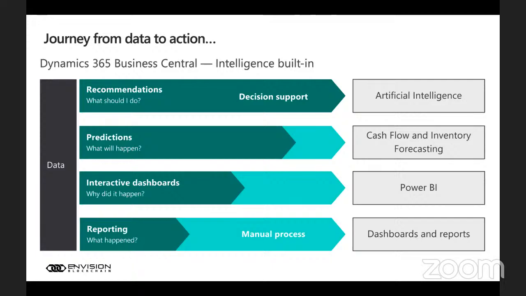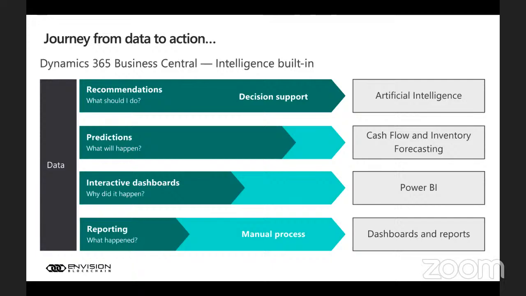And Microsoft has invested a lot of time and a lot of money into decision automation and support through these turnkey capabilities. So, for example, artificial intelligence comes into play when you see something that's called recommendation. So for example, what should I do? This is part of the decision support that's built into the Dynamics 365 Business Central module. You also have predictions, for example, what will happen, and that could be used for cash flow and inventory forecasting.